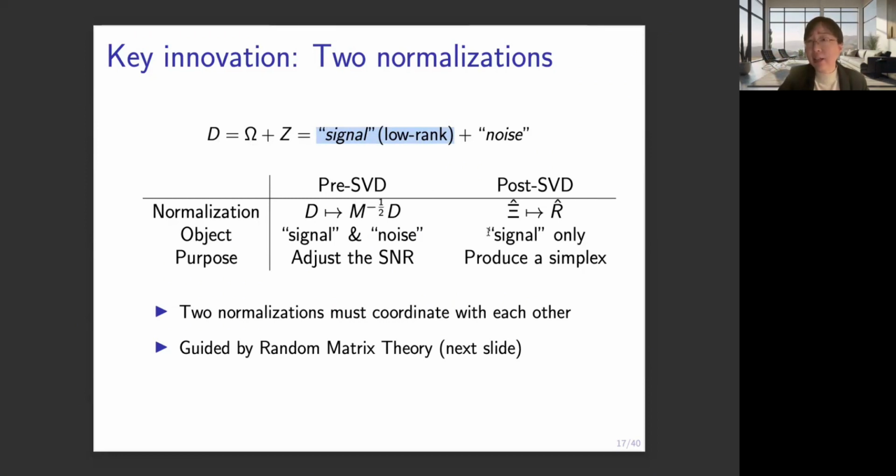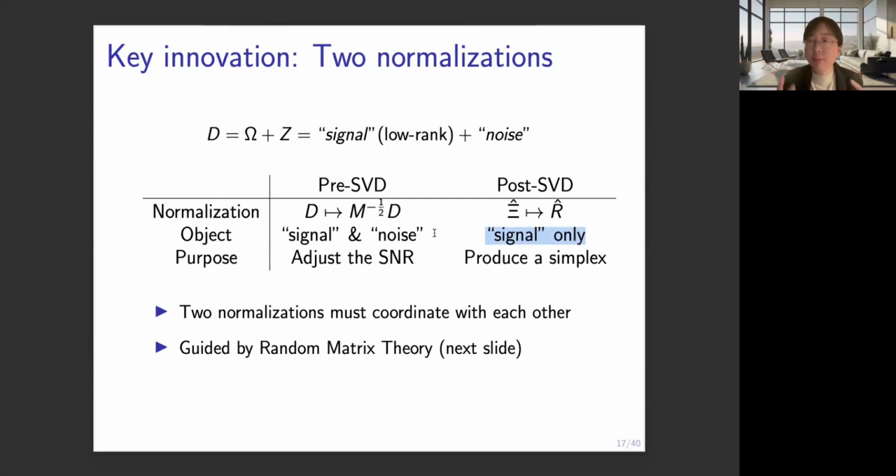Then after I do SVD, I only keep those leading singular vectors, which are mainly driven by the signals. So the post-SVD normalization is only on those signal parts. The main purpose of the post-SVD normalization is to produce this simplex structure. Without it, we don't have any simplex. With post-SVD normalization, we get this simplex structure, and this simplex structure serves to connect the principal components with the target topic vectors. So this is how I resolved one challenge I posted before.